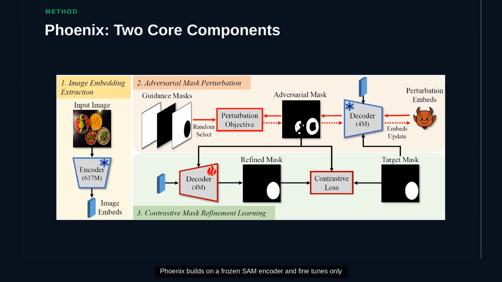Phoenix builds on a frozen SAM encoder and fine-tunes only a lightweight decoder. It has two core components. Adversarial mask perturbation, or AMP, generates realistic noisy masks by attacking the decoder. And contrastive mask refinement learning, or CMRL, models the relationship between the ground truth, the noisy input, and the model's own prediction, using a tri-directional contrastive loss.